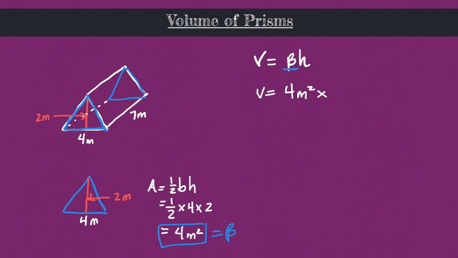Now take a look at our prism again. Remember, our prism isn't actually sitting on its base, it's sitting on its side. So if our prism was sitting on its base, or on the triangular faces, it would be 7 meters tall. Okay? So that will be the height of our prism, 7 meters. Now, all you have to do is plug these values into your calculator or in your mind. 7 times 4 is 28 meters cubed.